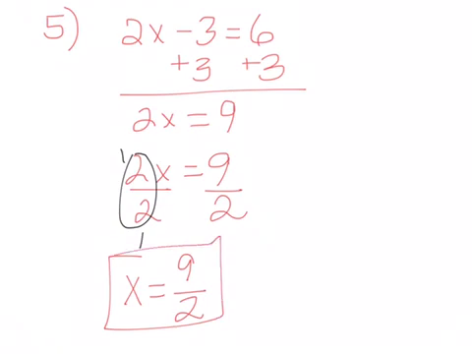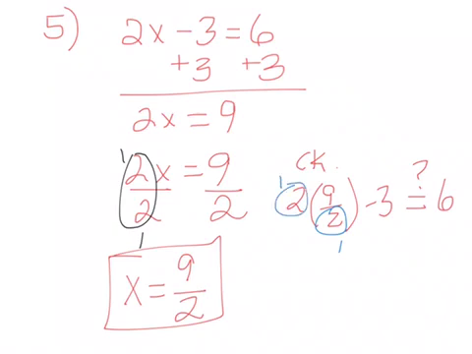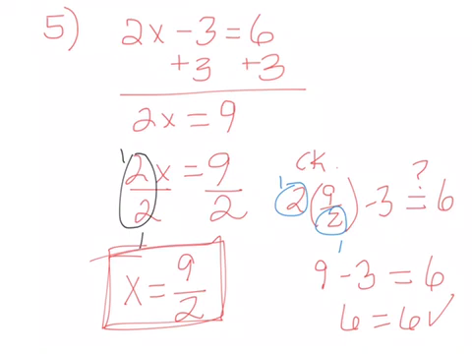And you can check this. Plug 9 halves in for x, so this is 2 times 9 halves minus 3, and we want to know if this is equal to 6. Well, these 2's will divide out, and 1 times 9 is 9, so I have 9 minus 3 is equal to 6. Well, 9 minus 3 is 6, so it checks. So that confirms 9 halves is the solution.